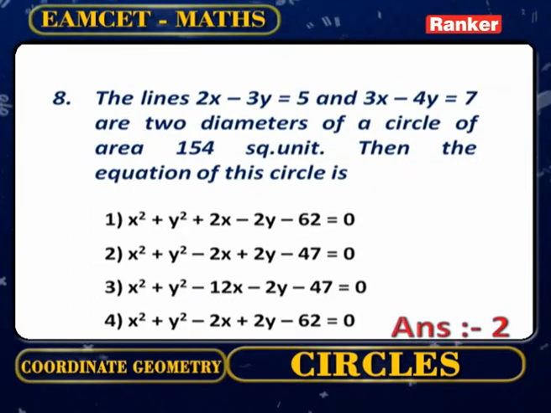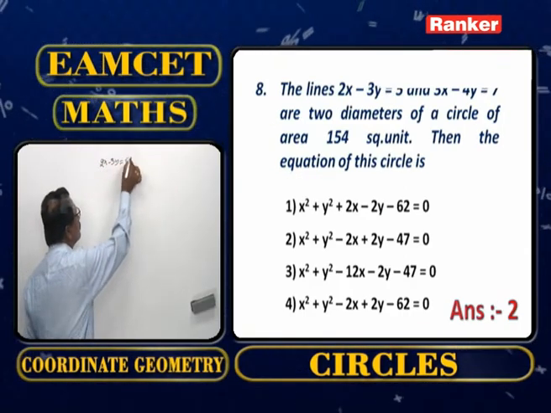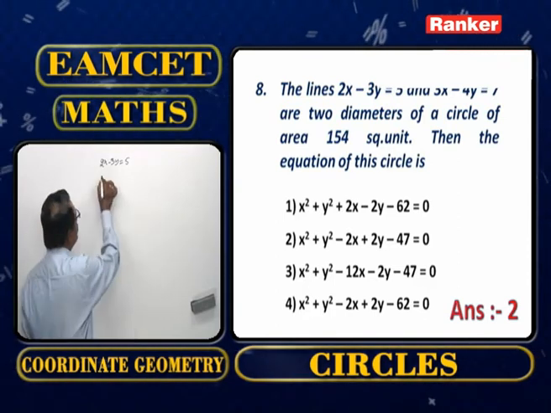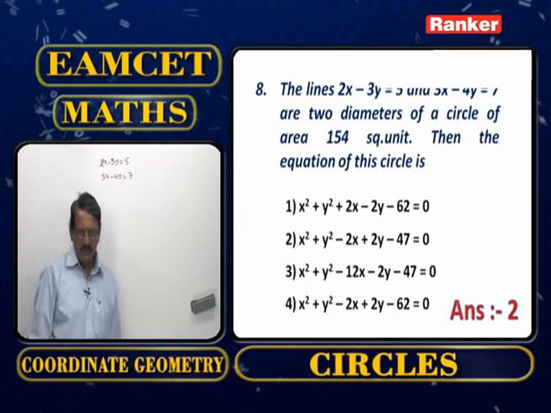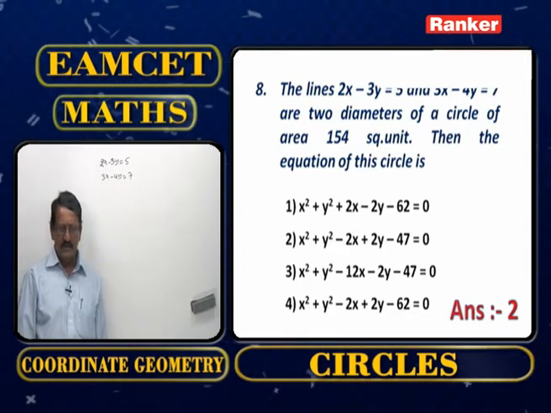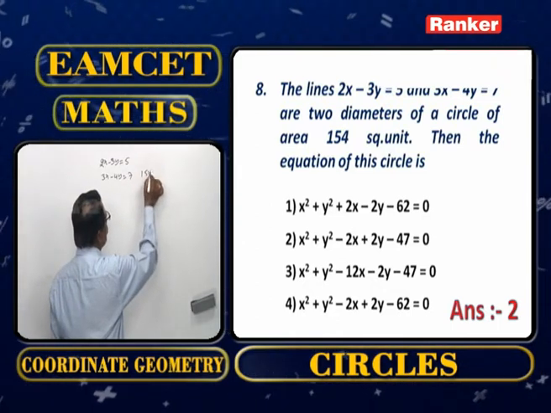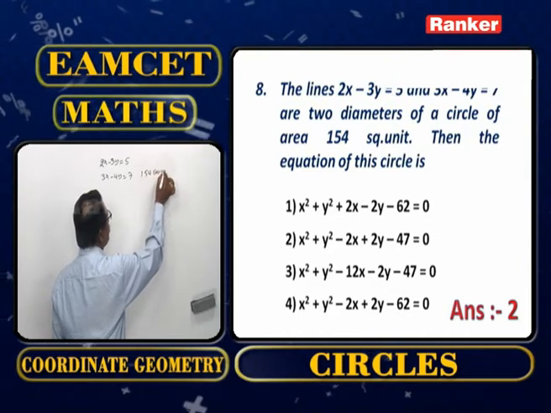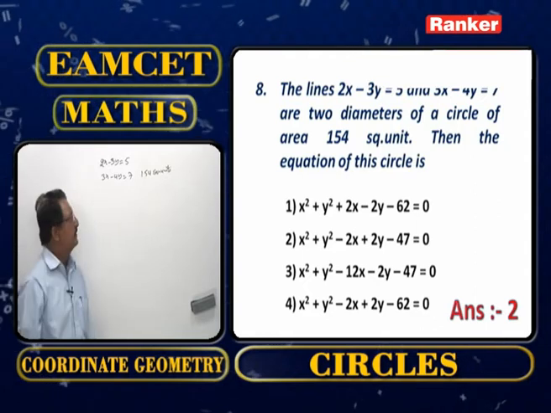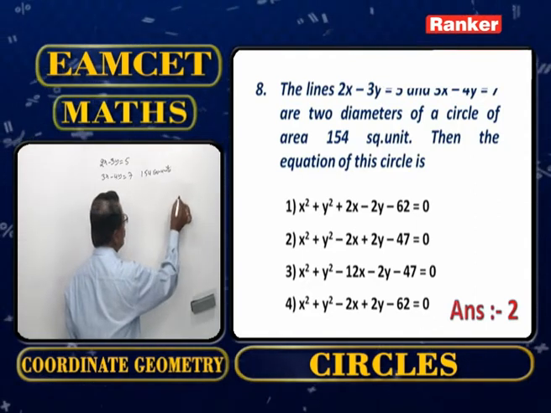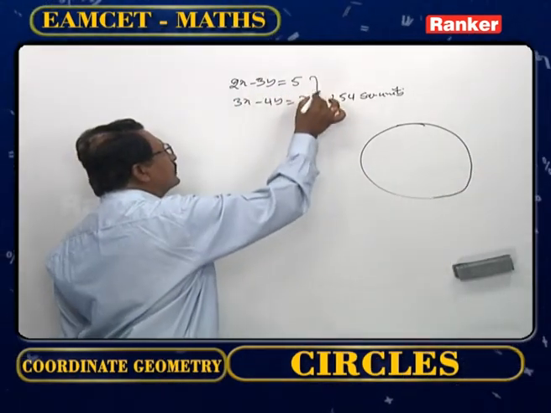The lines 2x minus 3y equals 5 and 3x minus 4y equals 7 are two diameters of a circle of area 154 square units. Then the equation of this circle? Now, given the equations of two diameters.